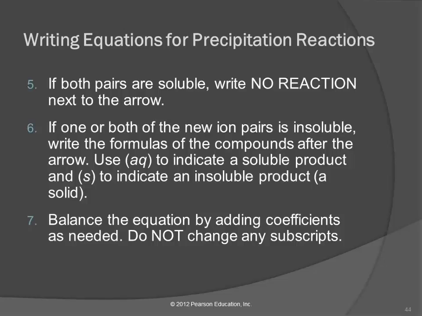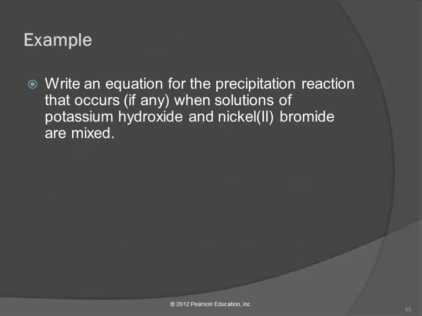So if either of those new pairs is insoluble, you write S for solid, and you use AQ to indicate the one that's soluble. Then, after you've written those correct formulas and identified their states, then you balance it using coefficients and don't touch the subscripts. Okay? Do some examples.